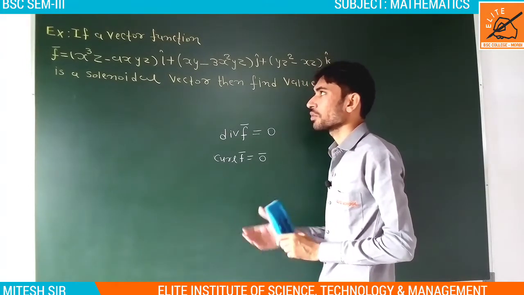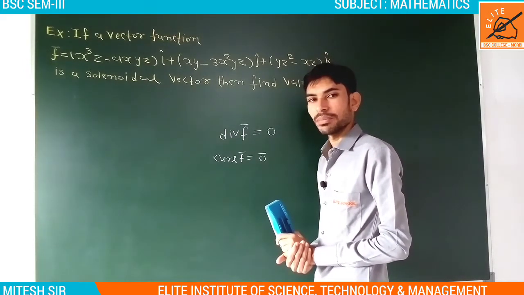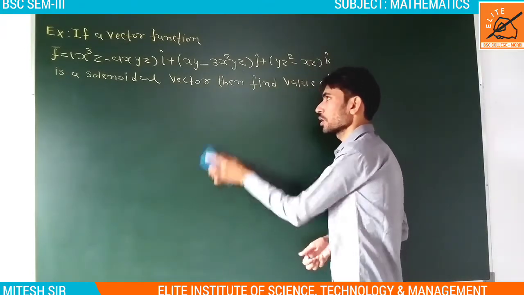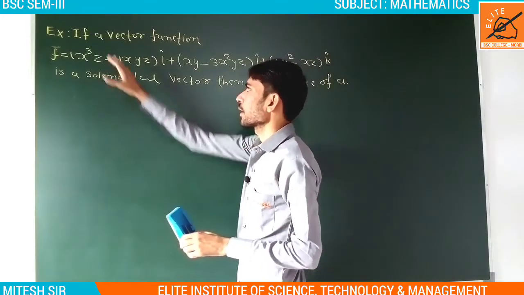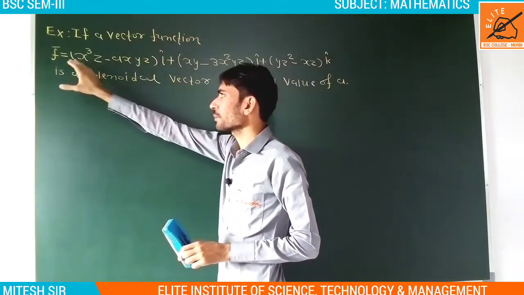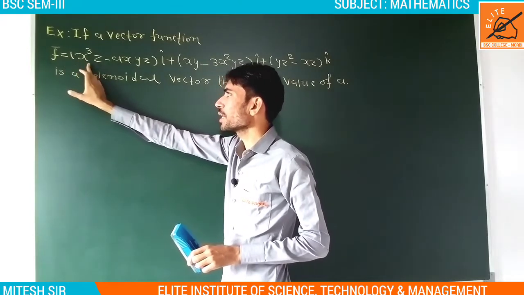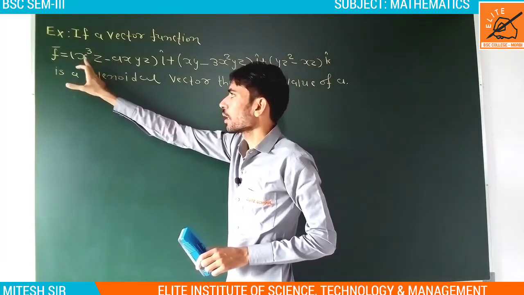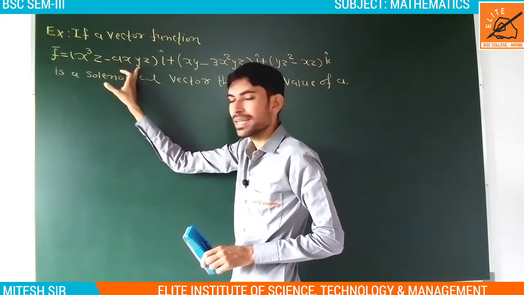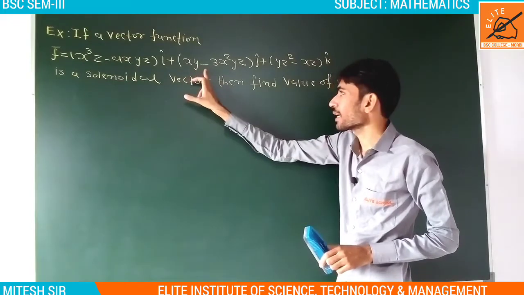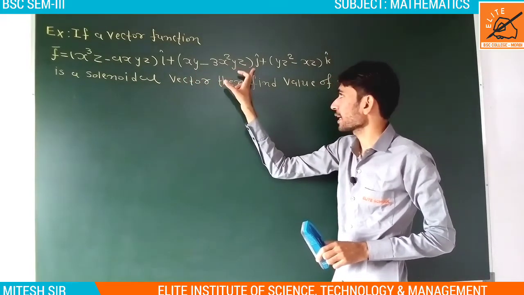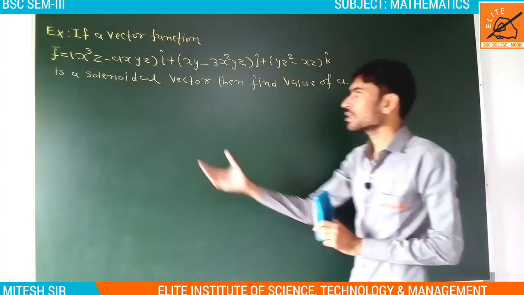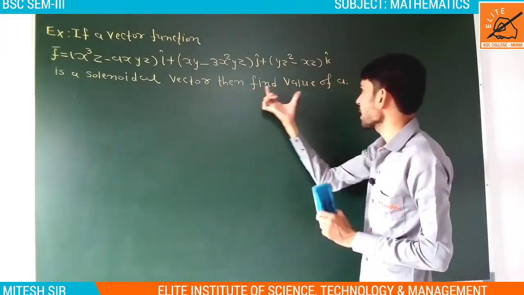Now in this lecture, first of all, we see one example related to the solenoidal vector. So note down the question. The question says that you are given a vector function f bar is equal to (x cube z minus axyz) i cap plus (xy minus 3x square yz) j cap plus (yz square minus xz) k cap, where a is any constant, is a solenoidal vector. Then find the value of a.